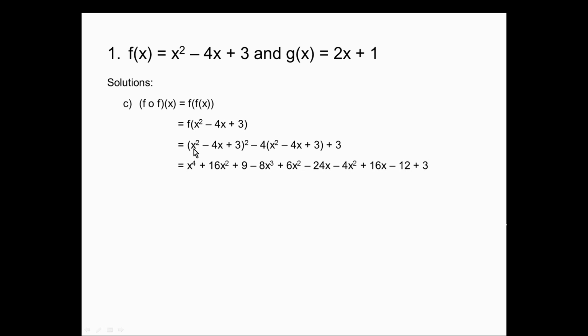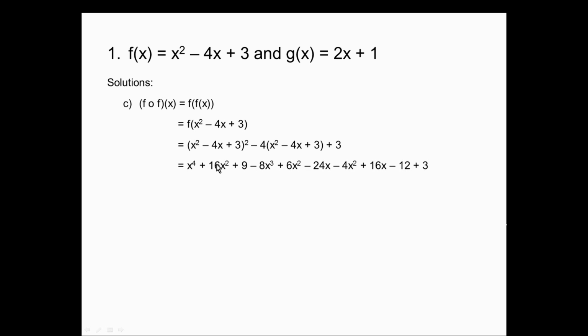Then the next pair, I'll do 3 times x squared. Okay, so I get 3x squared. I want twice that. That's where the 6x squared came from. And then the last pair I haven't done is minus 4x times 3. Minus 4x times 3 is minus 12x, and double that. That gives me the minus 24x. And then this came from distributing the minus 4. Minus 4x squared plus 16x minus 12, and then plus 3 in the end. So remember, to square a trinomial, square each term, and then do twice the product of each pair of terms.